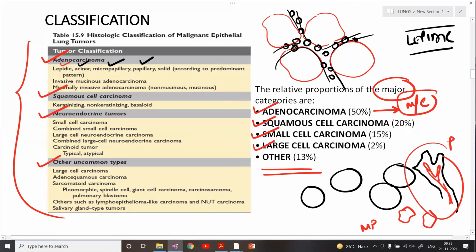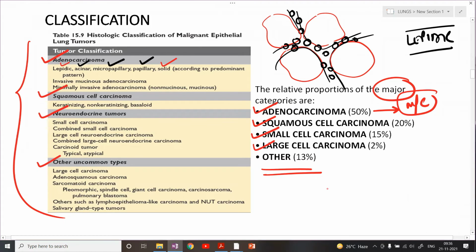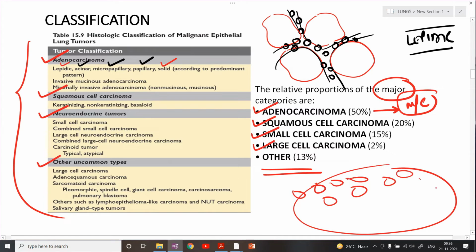Now, these all depend on the pattern of growth of these tumors. Or sometimes adenocarcinoma might grow as a solid growth. For example, you might see the tumor actually growing like a solid sheet like this. This is the entire tumor, and there is no pattern as such. So this particular tumor has grown in this particular fashion.